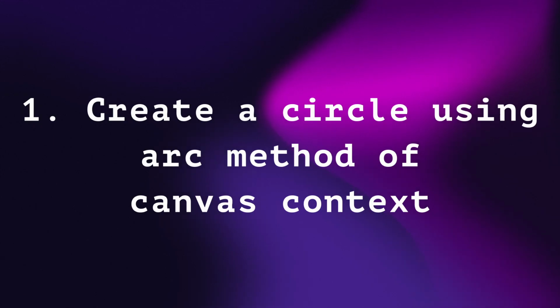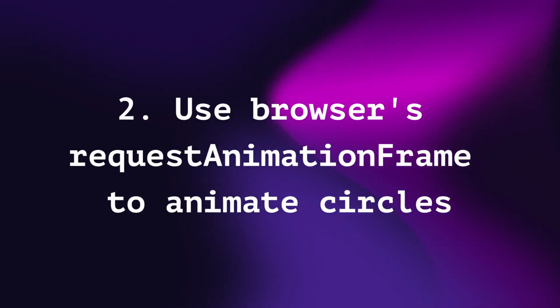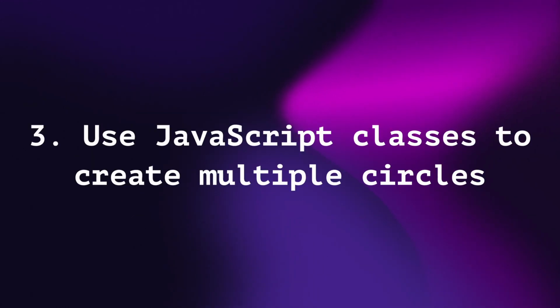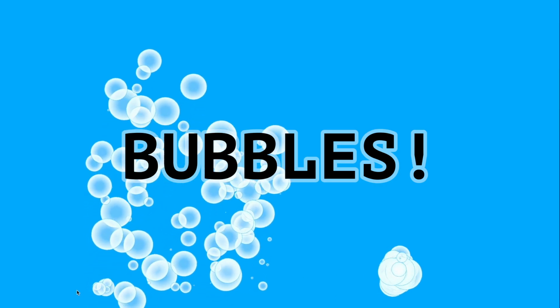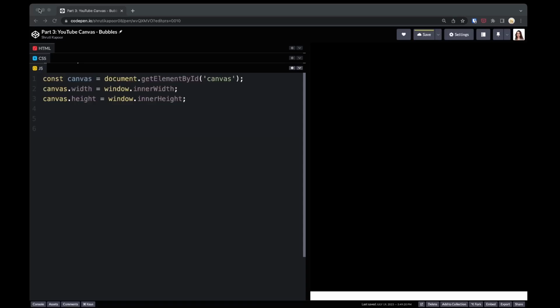Create a circle using the arc method of canvas context. Use requestAnimationFrame to animate circles. Use JavaScript classes to create multiple circles and add stroke styles to circles to create a bubble effect. Let's get started. First step, we're going to create a circle on our canvas.